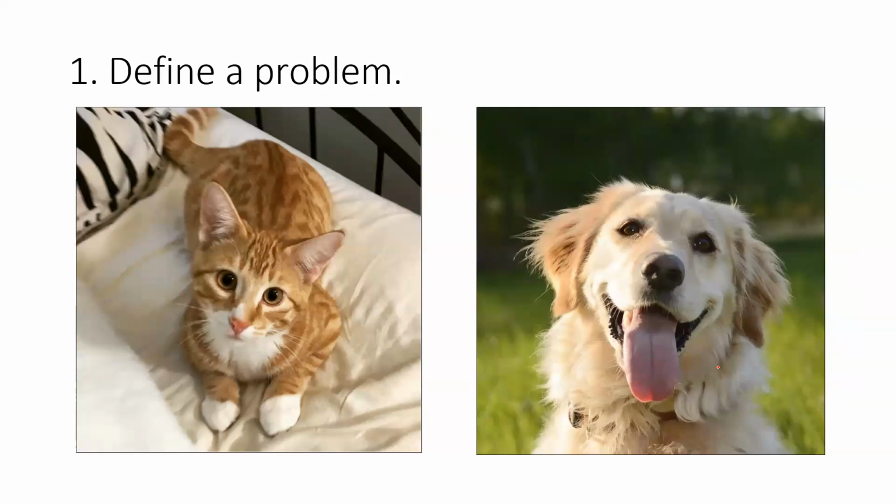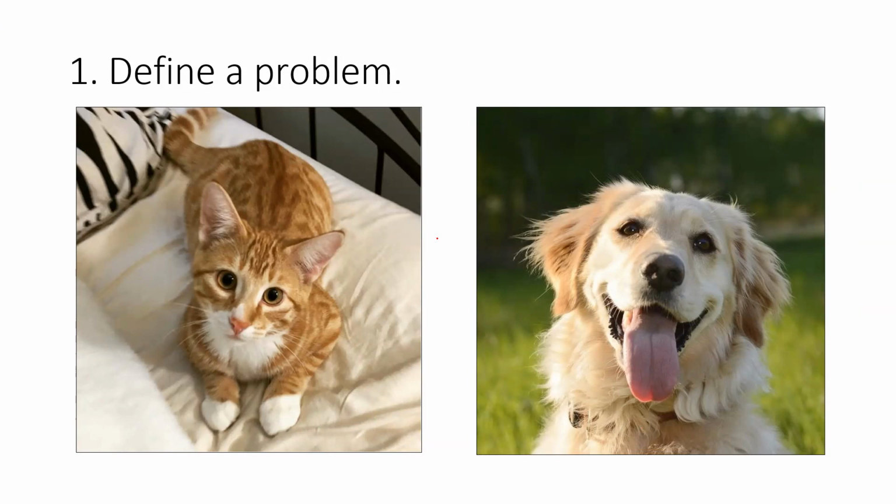So any image of a cat I give, my model should be capable of saying whether it is a cat. And if I give a picture of a dog, then my model that I build must be able to recognize that it is a dog. So this is my problem. So I have defined the problem.